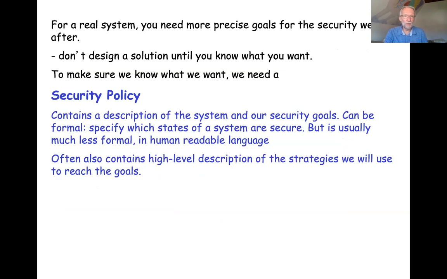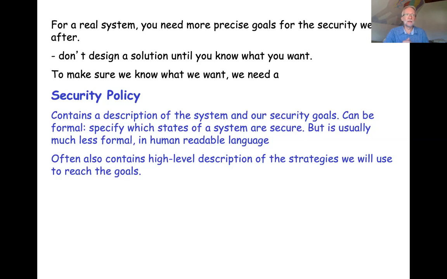So to make sure what we want, we need to specify something called a security policy. That is, first of all, a specification of the system that we want to protect. And secondly, what are the security goals? What are the security objectives? Which events do we want to allow? Which events don't we want to allow?